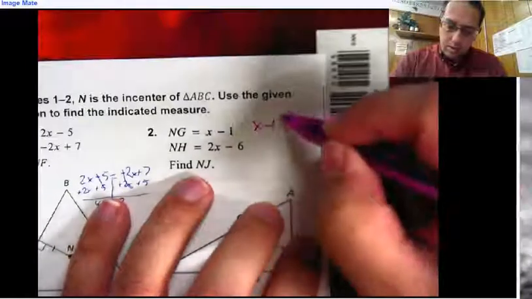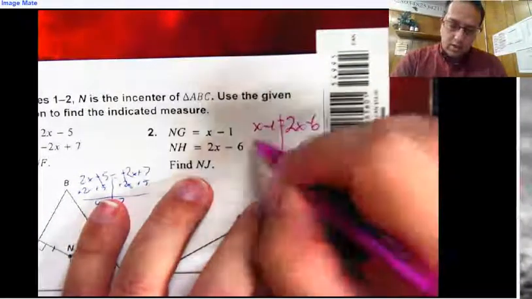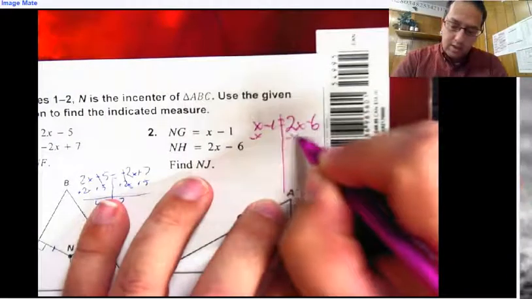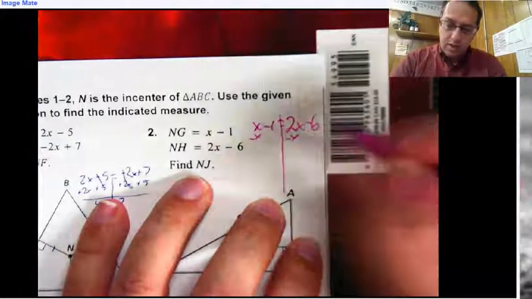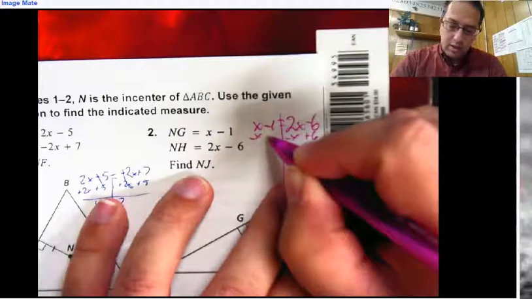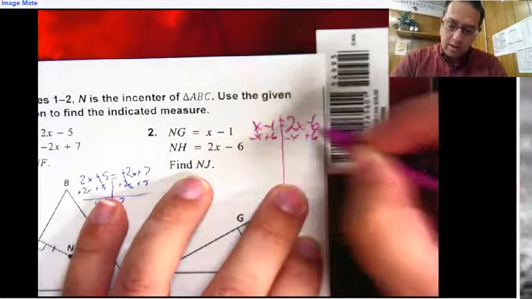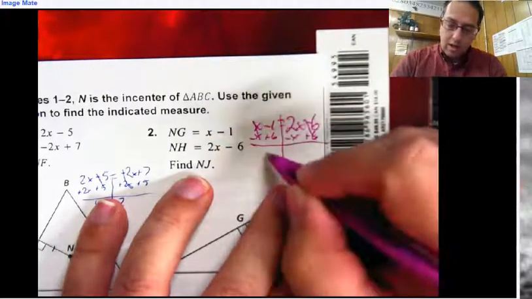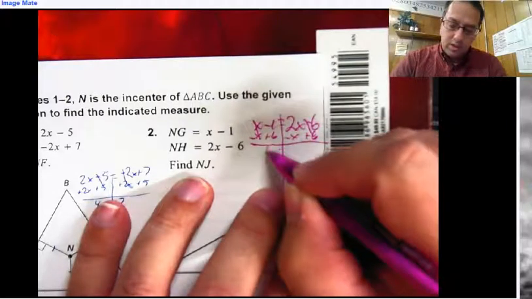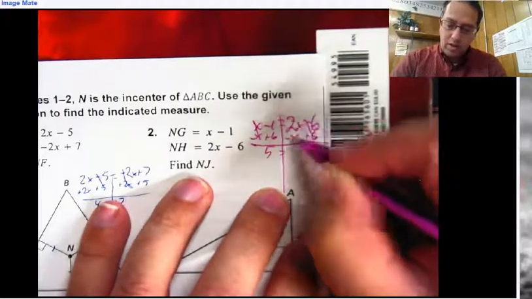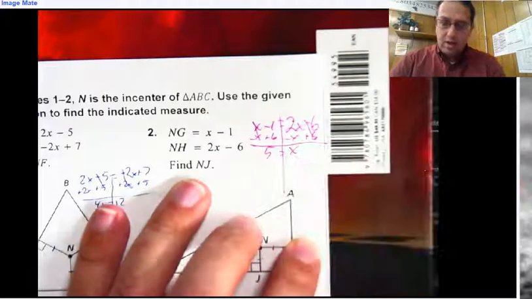Okay, so let's solve this. Get all my x's to one side, so minus x. Then I'm going to move my 6 over there, so plus 6. That cancels out, and I am left with negative 1 plus 6, which is 5. 2x minus 1x is x, so x equals 5.